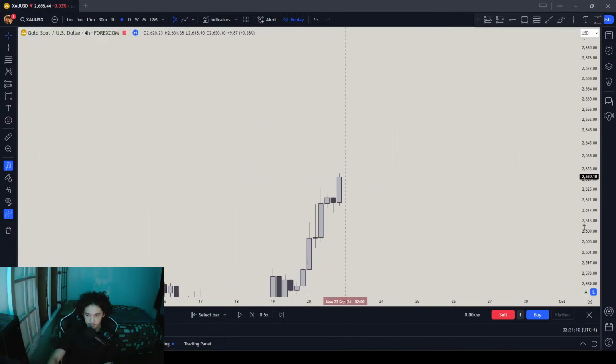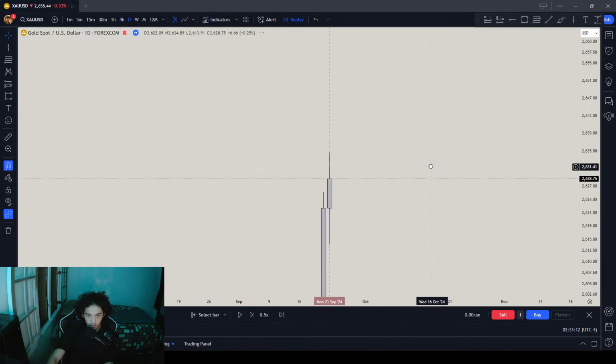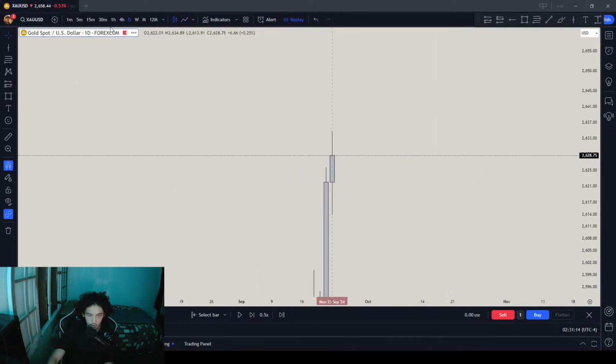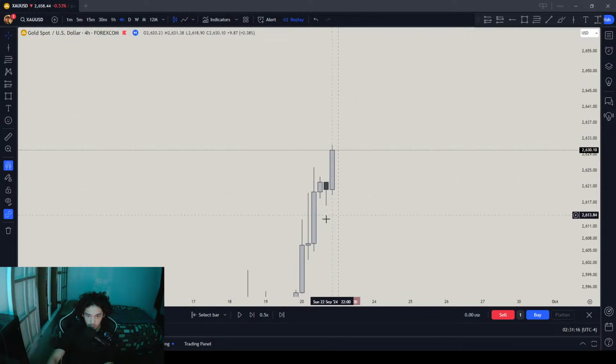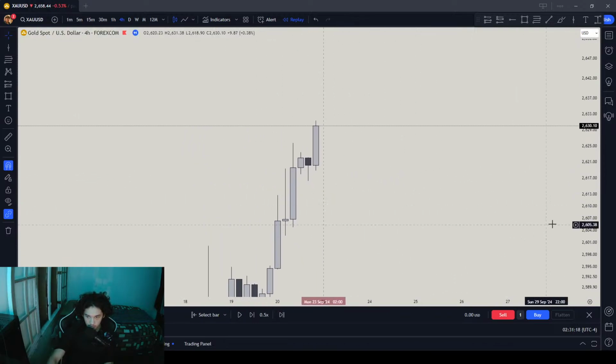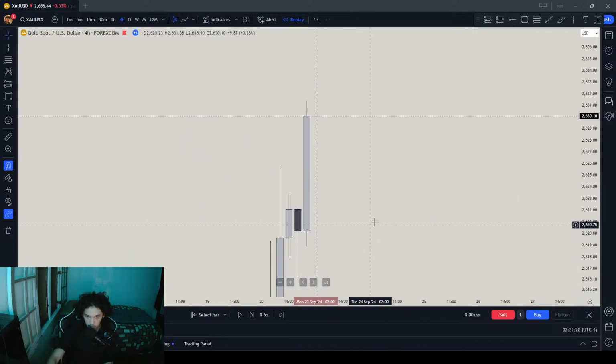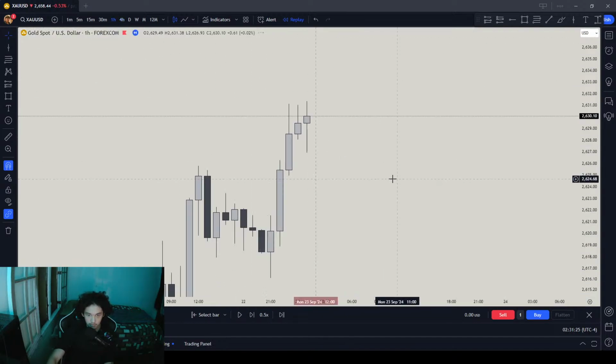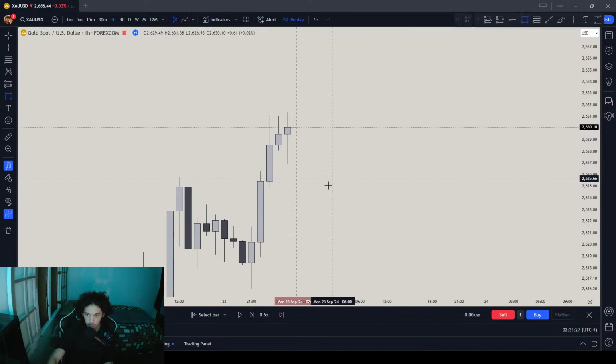Okay, so this day on the daily, still bullish. On the 4-hour, did we sweep out any low? We did not sweep out. We swept out liquidity, but got a huge closure above. Still bullish. I was already looking to long anything, so I'm looking to long this.